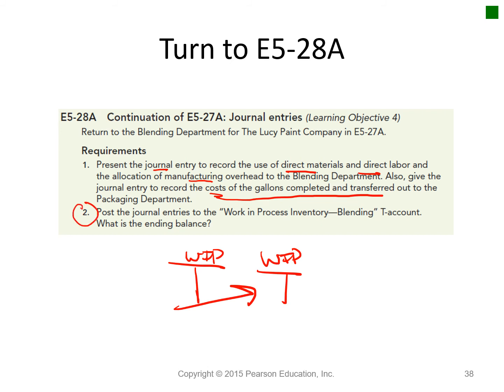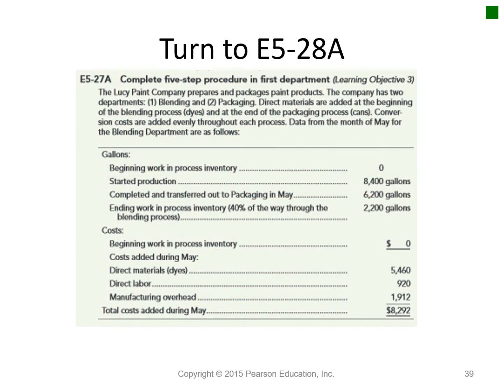So in the next couple slides, we'll walk you through those basic journal entries. Of course, the assumption here is that to do E5-28A, you have to basically know all of your numbers. And in 5-27A, that was the 5-step process to walk you through to get all of your costs. So you have to get the total physical units, the equivalent units, the cost to account for, the cost per equivalent unit, and then you have to do the allocations.